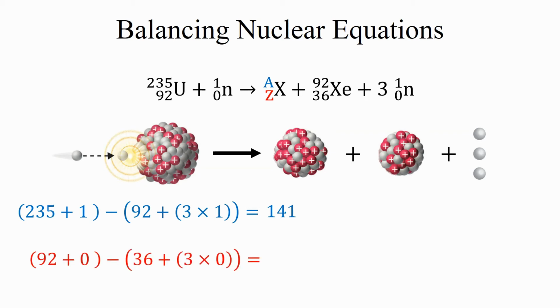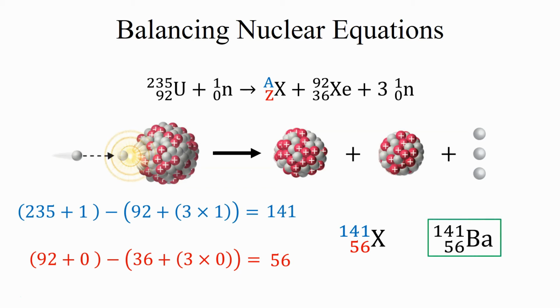We do the same for the Z number, or the atomic number. Now we don't have to worry about the neutron because it doesn't have a Z number, it doesn't have a proton in it. So we have the 92 from uranium. We're going to subtract from that what we know from the other side, the 36 from xenon, and well, that's it. There's actually no Z number in the 3 neutrons. And we get 56. Well, this means whatever our daughter nucleotide is, along with xenon-92, has a mass number of 141 and a Z number of 56. Well, the only element that has a Z number of 56 is barium. So the other daughter nucleotide is barium-141.